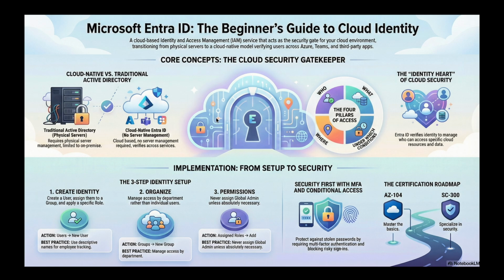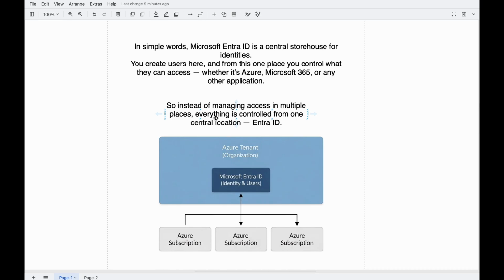So now let's go to the illustration to understand where Entra ID is placed in the entire Azure structure. To begin with, in simple words, you can think of Entra ID as a central storehouse for identities. Identities can be your users, groups, applications. You create users here, and from this one place, you control what they can access, whether it's Azure, Microsoft 365, or any other application. And instead of managing access in multiple places, everything is controlled from one central location, that is Entra ID.